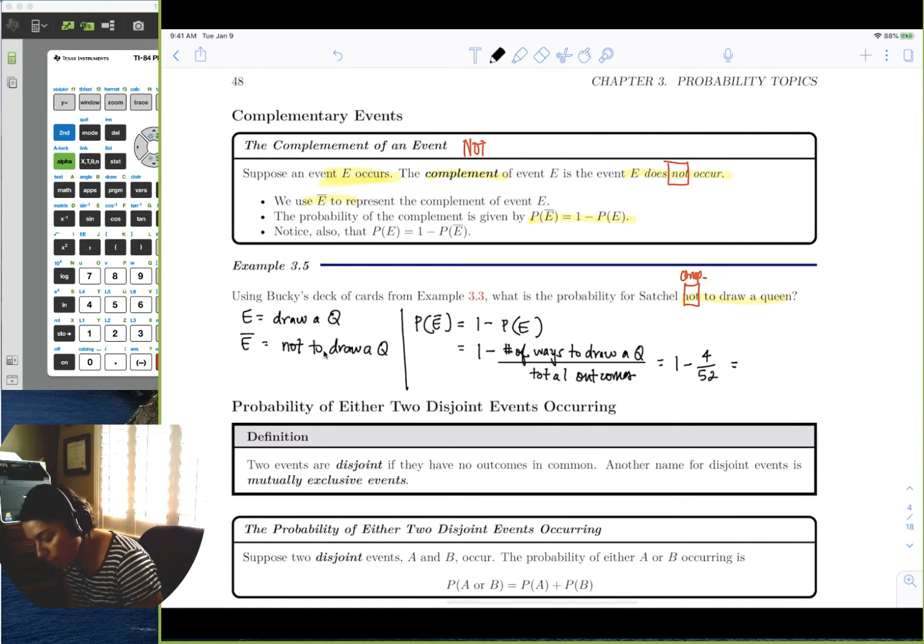And so if I went ahead and did this, it would be 48, right? I would just do 1 minus 4 over 52, which is 48 out of 52. And if I reduce that fraction, it would be 12 thirteenths.